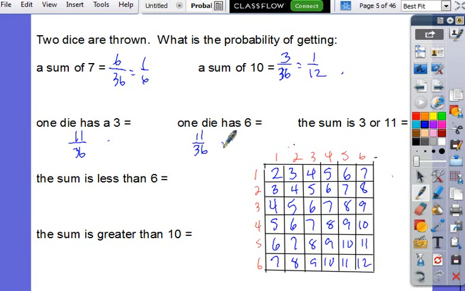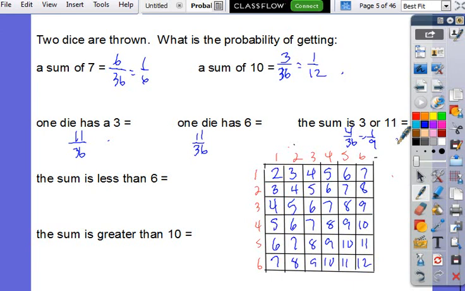The sum is 3 or 11. Again, when it says or, what are we doing? Add. Add stuff up. So the sum is 3 would be right there. The sum is 11 would be right there. So that would be a total of 4 out of 36, which is 1/9.